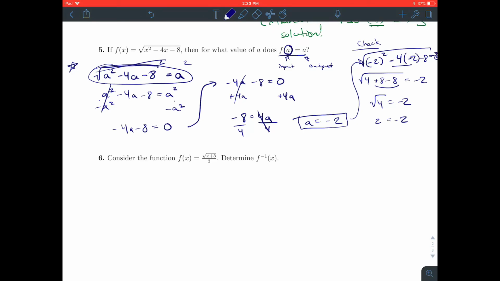And so negative 2 fails our check. So we had one possible answer. Because that answer fails our check, this is actually not a solution. So there is no solution for this problem.